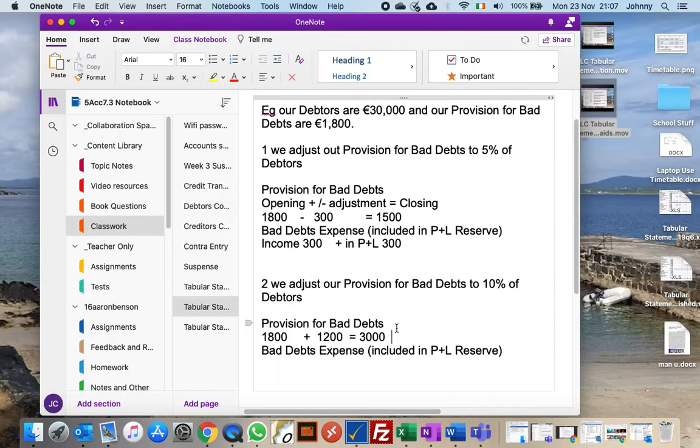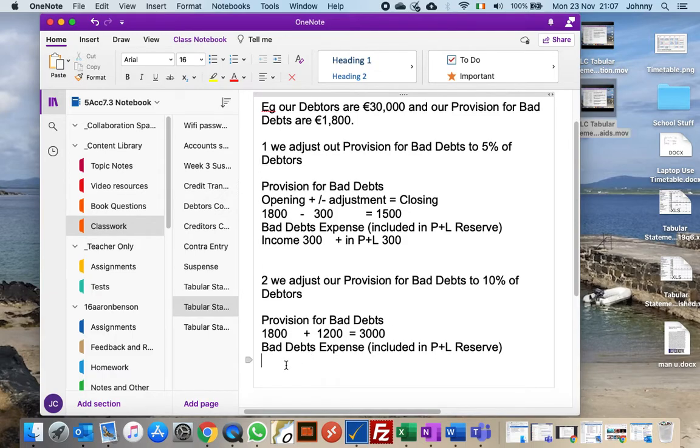Okay, so that increase in bad debts means we're being more conservative. We're expecting more bad debts, so we're going to have more expenses. So we're going to have expenses of 1,200, which means profit and loss balance, or profit and loss reserve, means the same thing. Profit and loss balance, profit and loss reserve is minus 1,200.